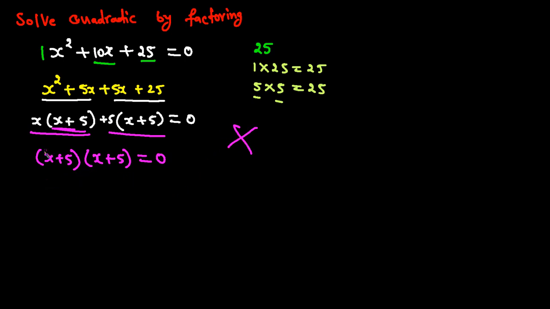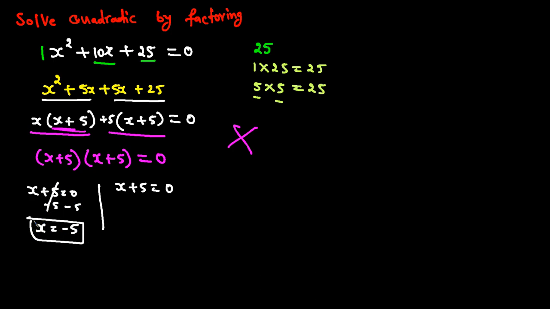Okay. So now we got x plus 5 times x plus 5 is equal to 0. It's the same terms. It's a perfect square. Now the product of two numbers is equal to 0. That means either number is equal to 0. So either x plus 5 is equal to 0 or this x plus 5 is equal to 0. You subtract 5 from both sides, and it cancels out. So this gives me x is equal to negative 5. Similarly here, x is equal to negative 5. So x is equal to negative 5 is the solution to this quadratic equation, and we solved it by using factors.